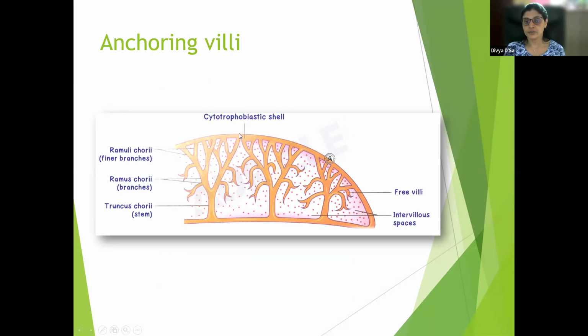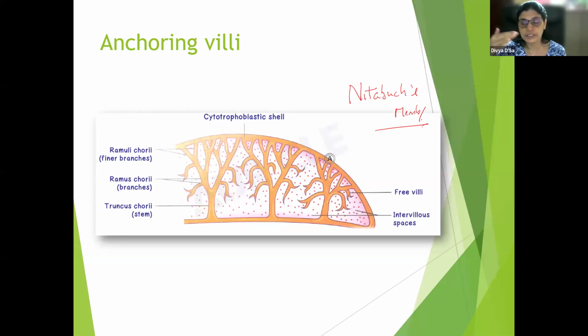They will be attached to this cytotrophoblast shell, which is separating the decidua basalis from the syncytial trophoblast. This cytotrophoblastic shell will later on form what we call the Nitabuch membrane. This formation is very important because with the formation of the Nitabuch membrane, it separates the maternal and the fetal side.